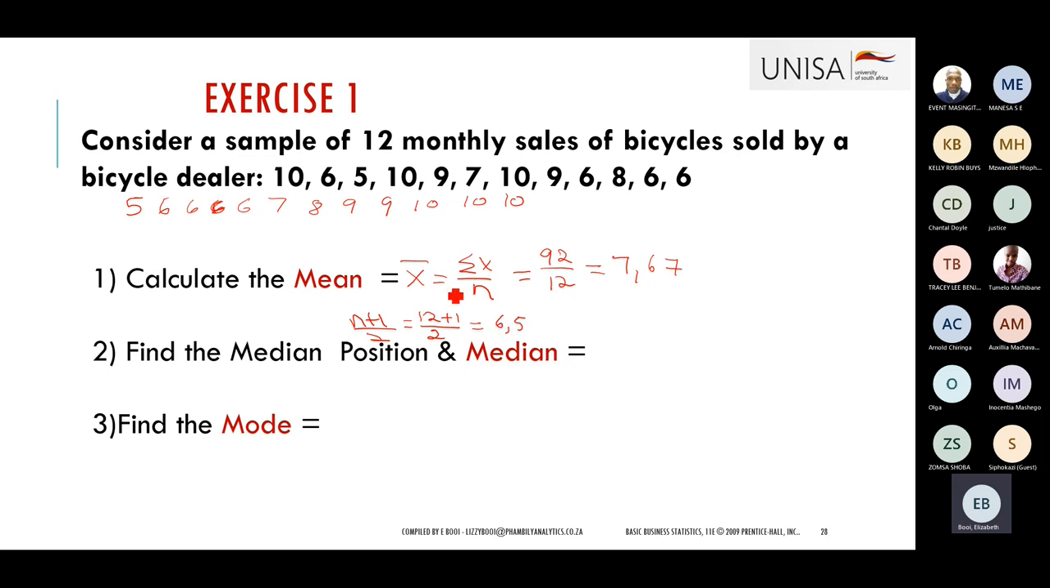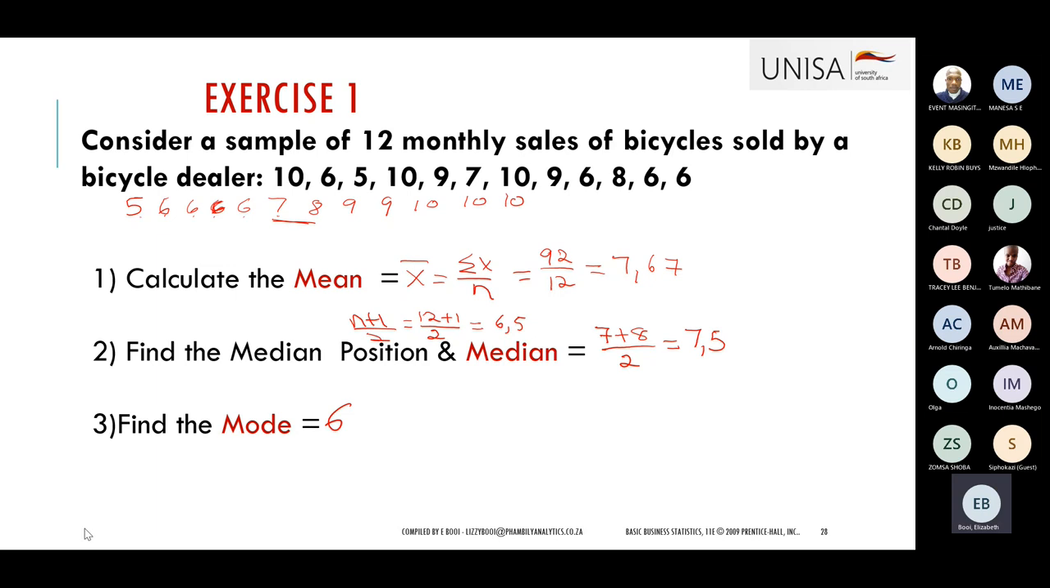So now let's go find the median. We count up to 6.5. 1, 2, 3, 4, 5, 6.5 will be between 7 and 8. So the median will be 7 plus 8 divided by 2, which equals 7.5. And the mode, which is the number that appears more than the other numbers, is 6. Yay.